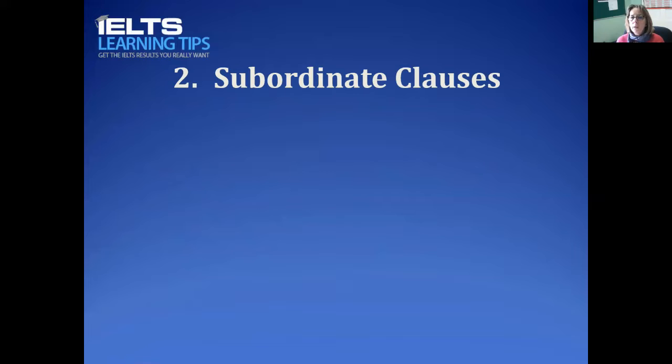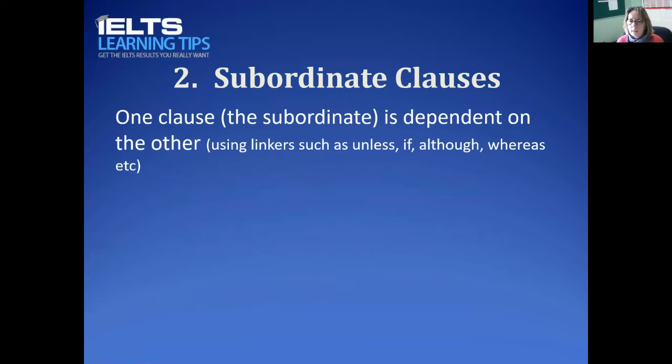Okay. A second way is a subordinate clause. Now, subordinate gives the idea of less important, and that's really in a way what it is. So you have one clause which is wholly dependent upon another one. And the linking words here are things like although, unless, whereas, and that defines the relationship between the 2 clauses.